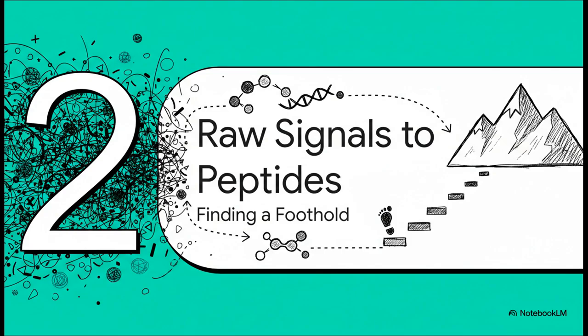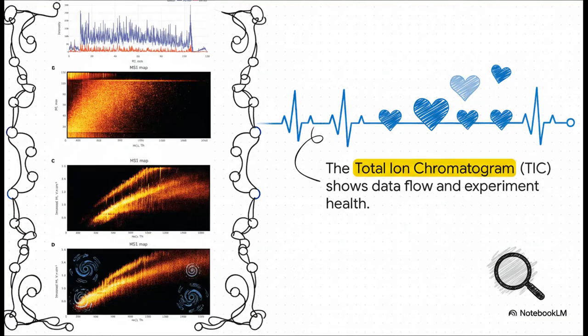So how do researchers even begin to climb this mountain of data? Where do they get their first foothold in all of this chaos? All right, first things first, you've got to do a quality check. Scientists will look at a chart like this one, the total ion chromatogram. It's basically the EKG, the heartbeat of the entire experiment. A nice, steady, consistent line like you see here tells them, okay, the machine was running smoothly and the data we collected is good enough to start the real analysis.